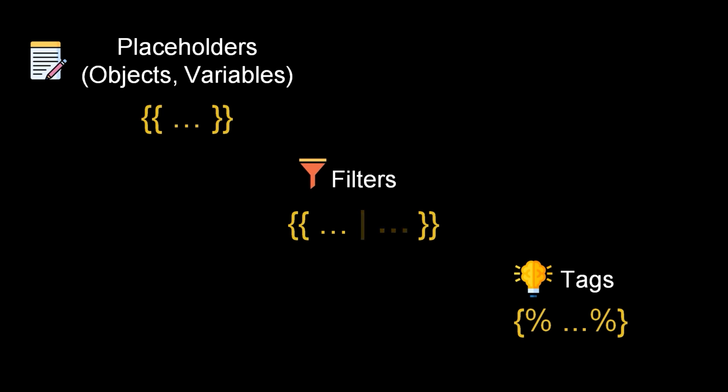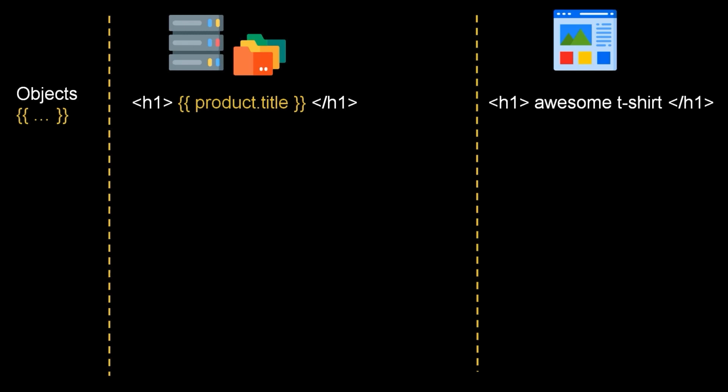And you can also chain multiple filters if you want. And logic or tags are indicated by a curly bracket followed by a percentage sign. Alright, so by now we've already learned that objects or placeholder values are used for plain data output. And one example we've seen was the product title. So in our theme files, they could look something like an h1 element containing the product.title variable. And in the browser or on the website, that could turn into an h1 saying awesome t-shirt, for example, depending on the product we're currently viewing.